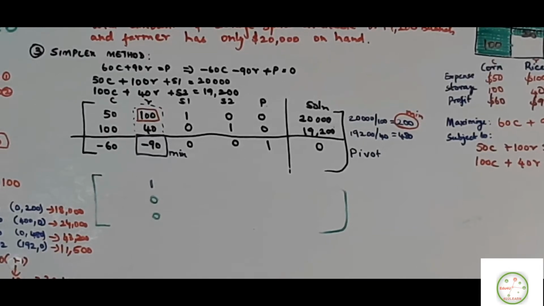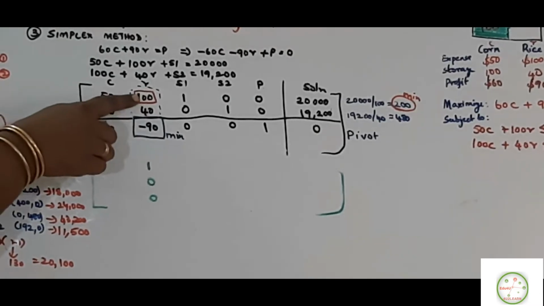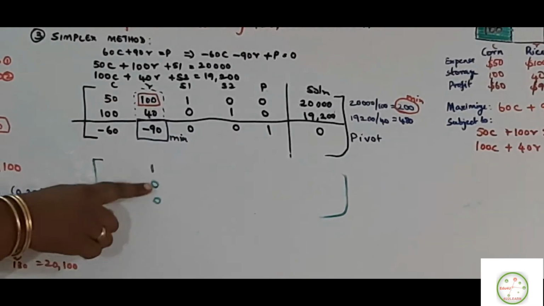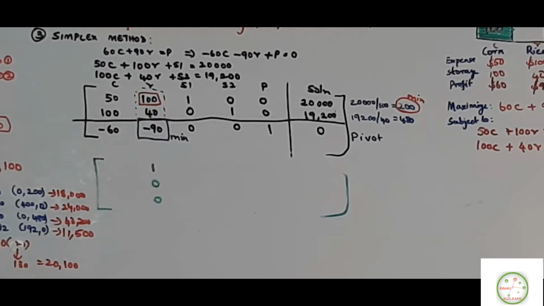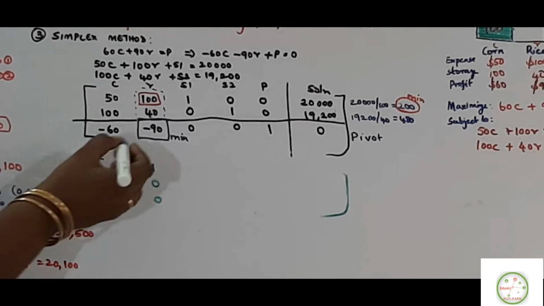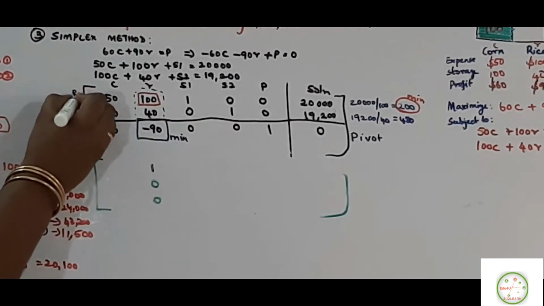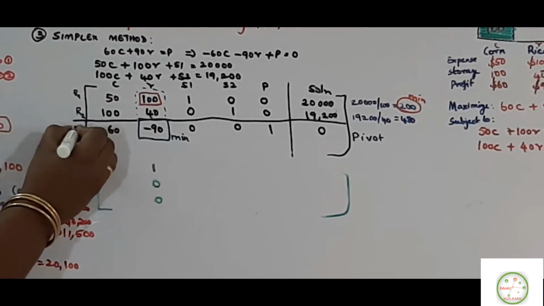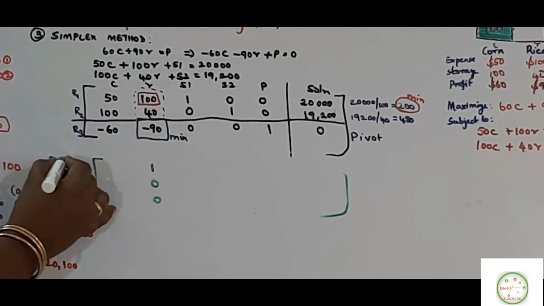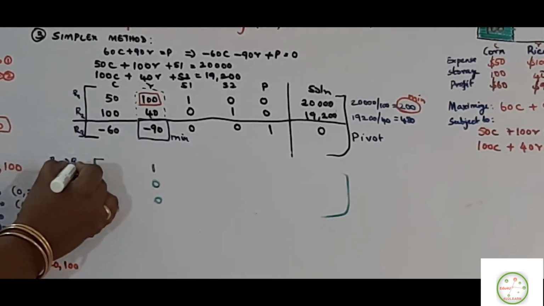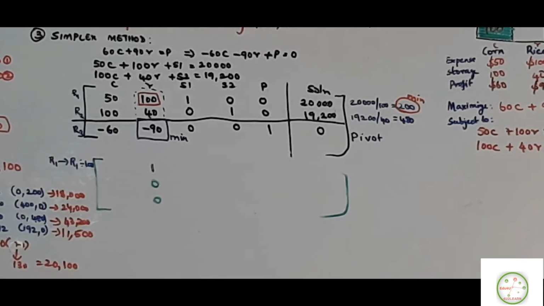So how are we going to get this 1, 0, 0? That is, the entering element has to be 1. All the other elements in that particular column have to be 0. So with respect to R1, we have R1, R2 and R3. Here R1 is going to be equal to R1 divided by 100.